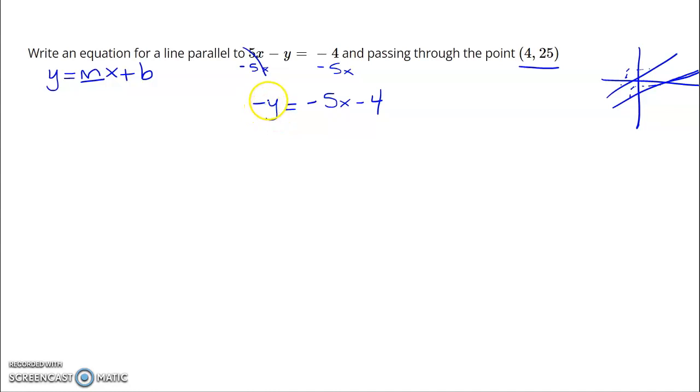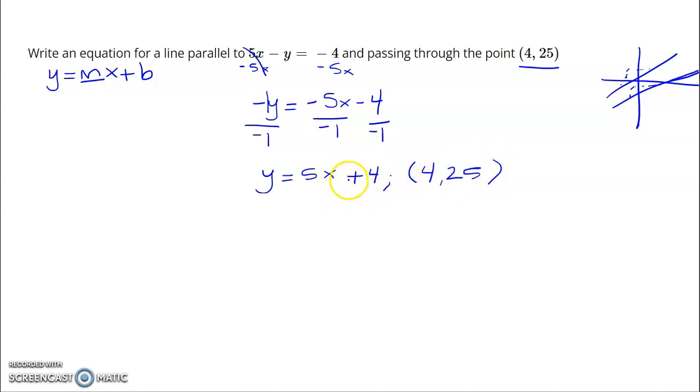Now we want to solve for y. This is a negative. We could think of it as a -1 if we wanted. So we'll divide each term by -1. Okay, that basically changes all the signs. So we just get y equals now a positive 5x plus 4. And we still have that point, 4, 25.